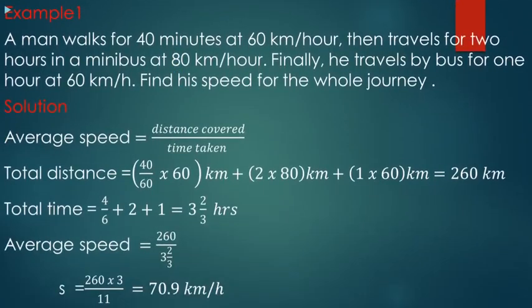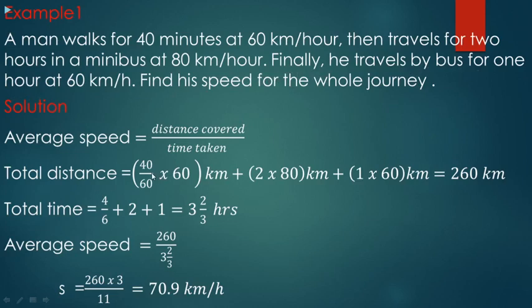Let's do some examples on this. Example 1: a man walks for 40 minutes at 60 kilometers per hour, then travels for 2 hours in a minibus at 80 kilometers per hour. Finally, he travels by bus for 1 hour at 6 kilometers per hour. Find his speed for the whole journey.